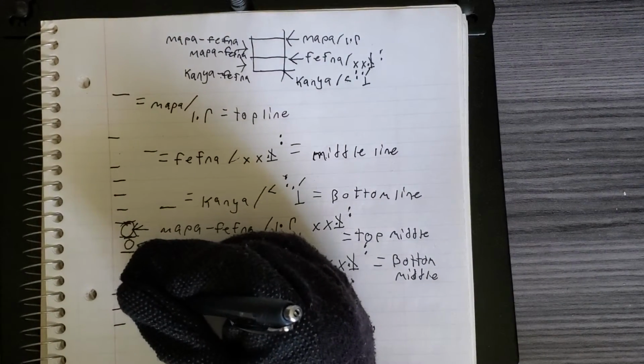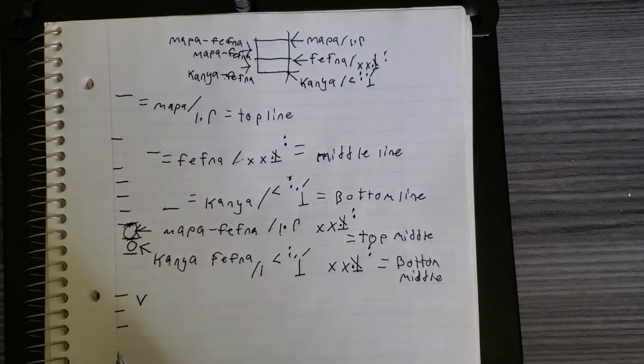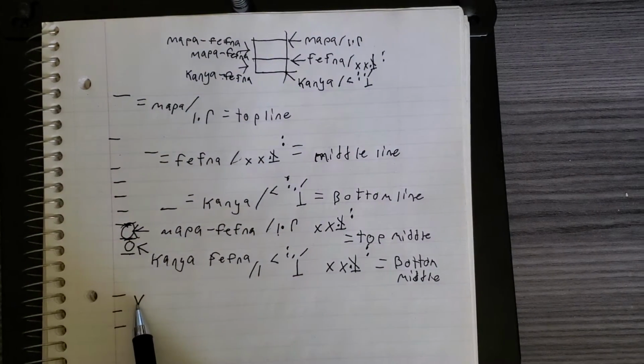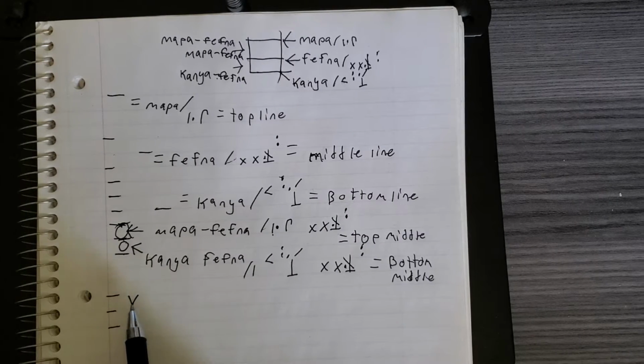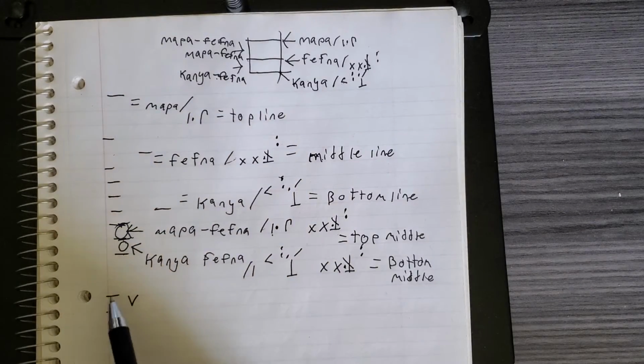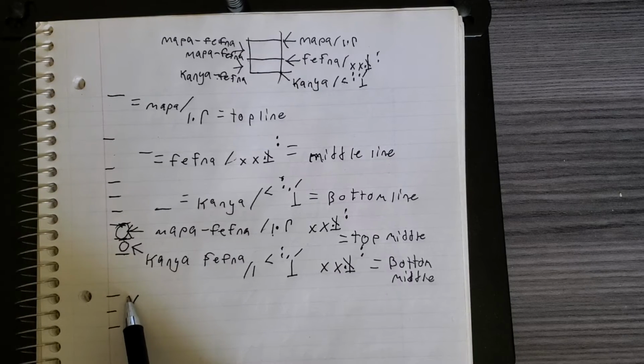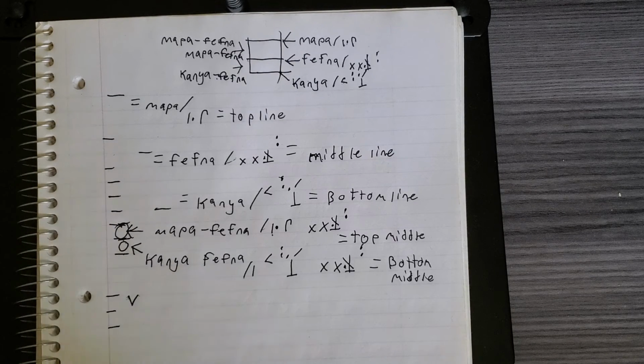So here's our first letter. This letter is considered a mapa letter. And you're probably wondering, well, why is it a mapa letter? It's because both its little bases here touch mapa. See how the little bases here touch mapa? That's why it's a mapa letter.